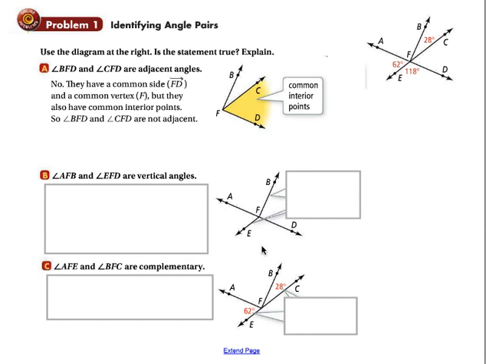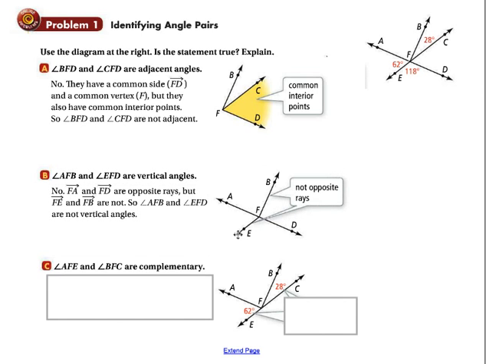This one says, how about angle AFB? So AFB, this one right here, and angle EFD. It says, are those vertical angles? Well, when we look at those, they are not opposite rays, okay? So those cannot be vertical angles because they don't form straight lines, the two pairs, so they are not opposite rays, so they are not vertical angles.